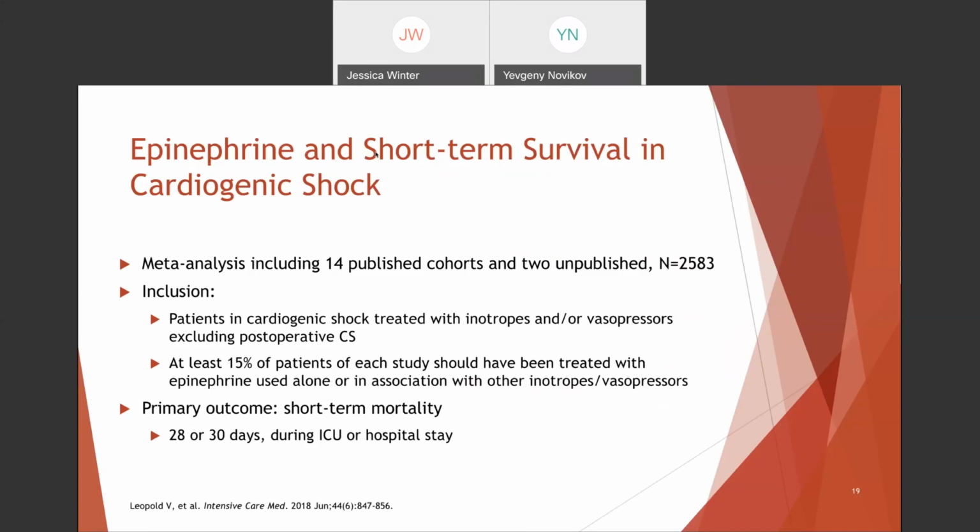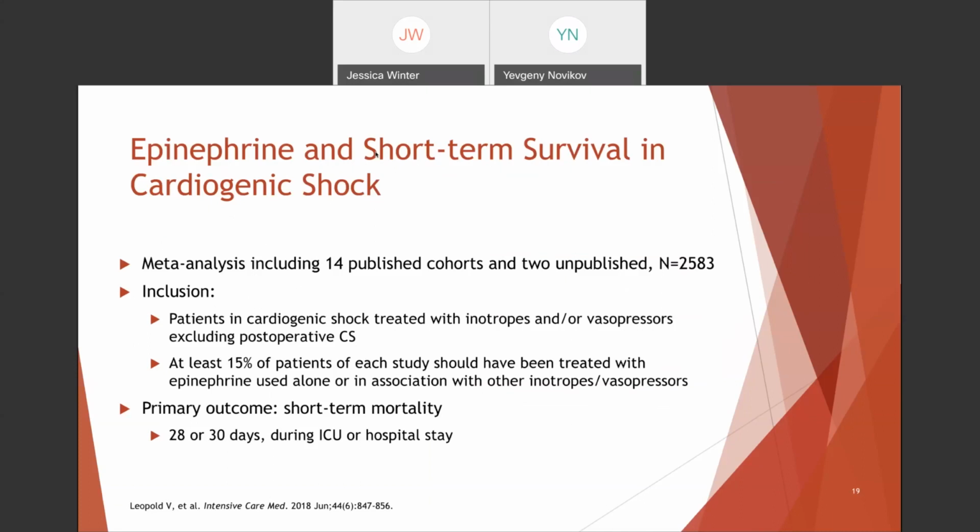This was an interesting meta-analysis that was done in 2018. A lot of times in our cardiogenic shock patients, we think epinephrine might be an advantageous agent like dopamine because it hits alpha and beta receptors. This looked at 14 different cohorts and it included about 2,500 patients. They were all in cardiogenic shock.